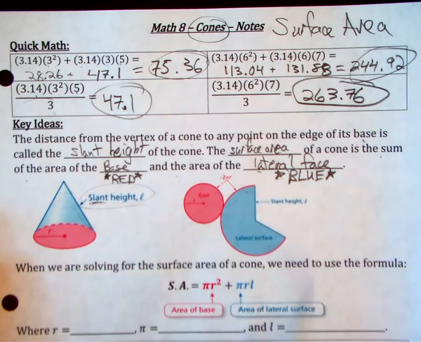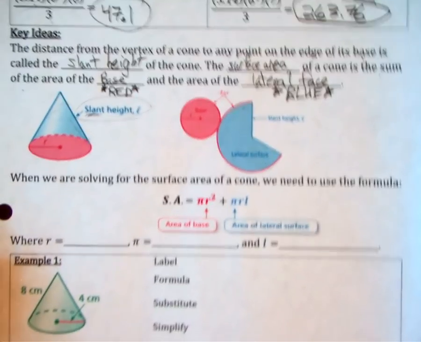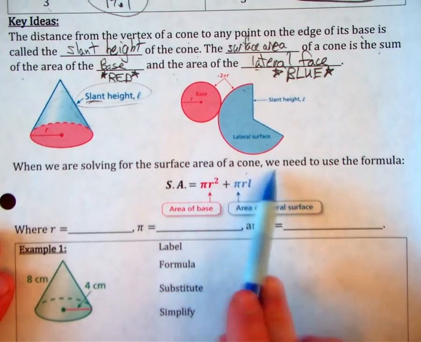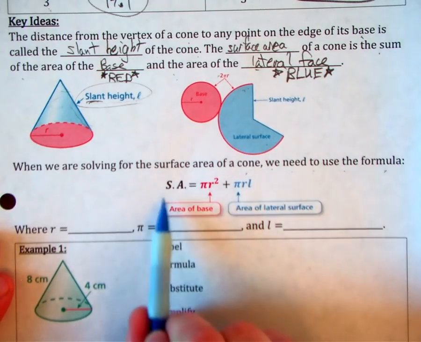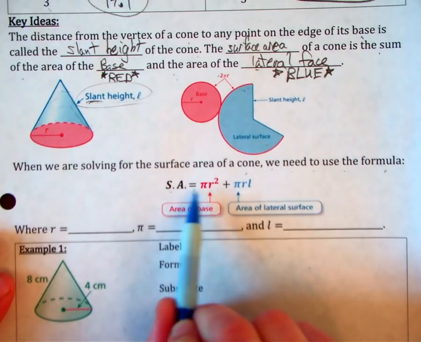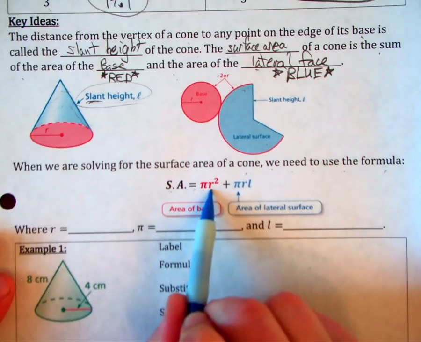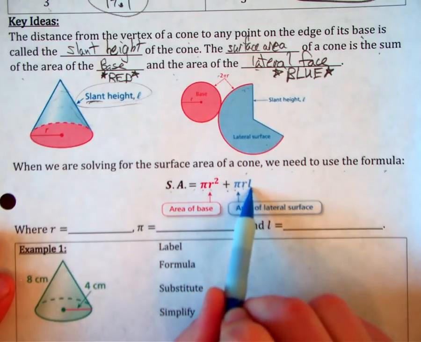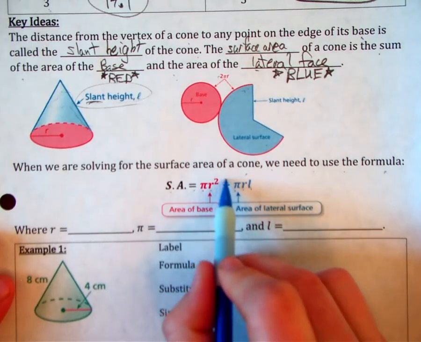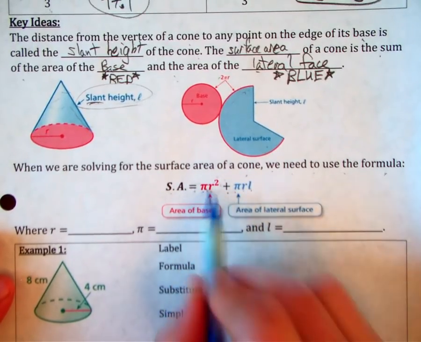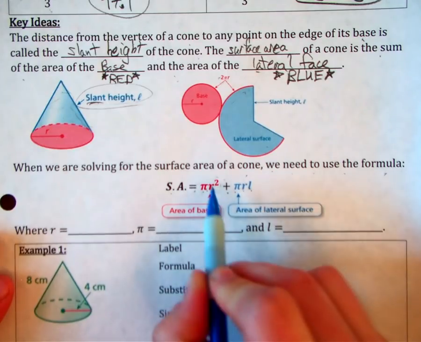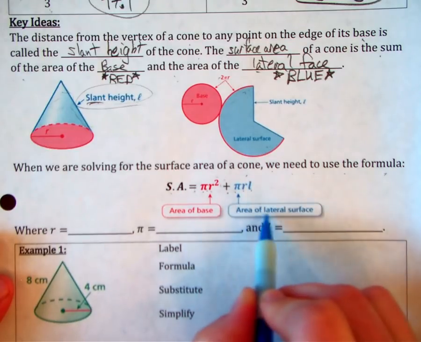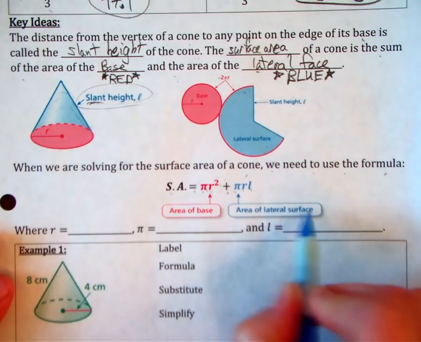So, for example, when we are solving for the surface area of a cone, we need to use the formula, and we have the surface area is equal to pi times our radius squared plus pi times the radius times the slant height. And so it's saying that this term here is the area of the base. And we also say that this term on the right in blue is the area of the lateral surface or the lateral face.